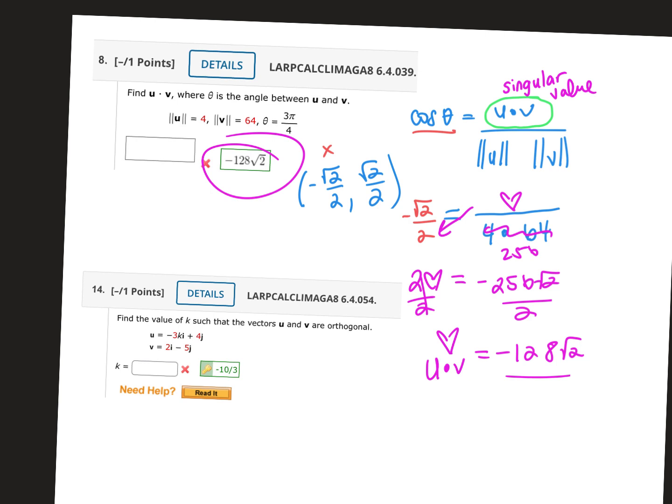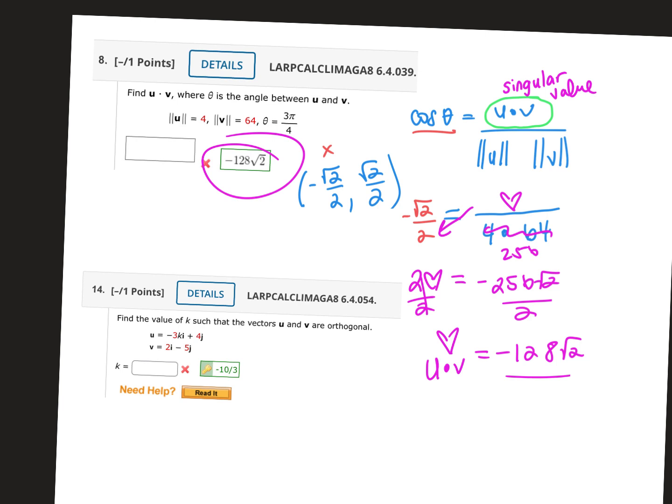When they give you the angle, it's going to be on the unit circle because they're telling you, oh wait a second, I can figure out what the cosine of that angle is because I know that cosine of an angle on the unit circle is the x value. And you're not finding u times v, you're finding the dot product, which is just a singular value. Some people got this far and then multiplied negative 128 times the square root of 2, got some wacko decimal, and kept putting it in WebAssign. It was marking it wrong because they want an exact answer.